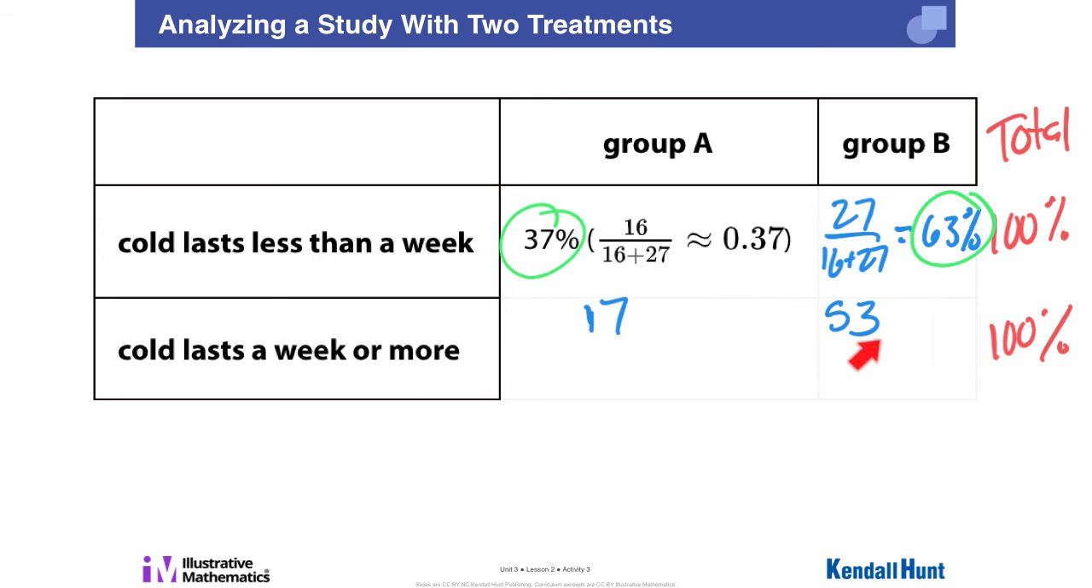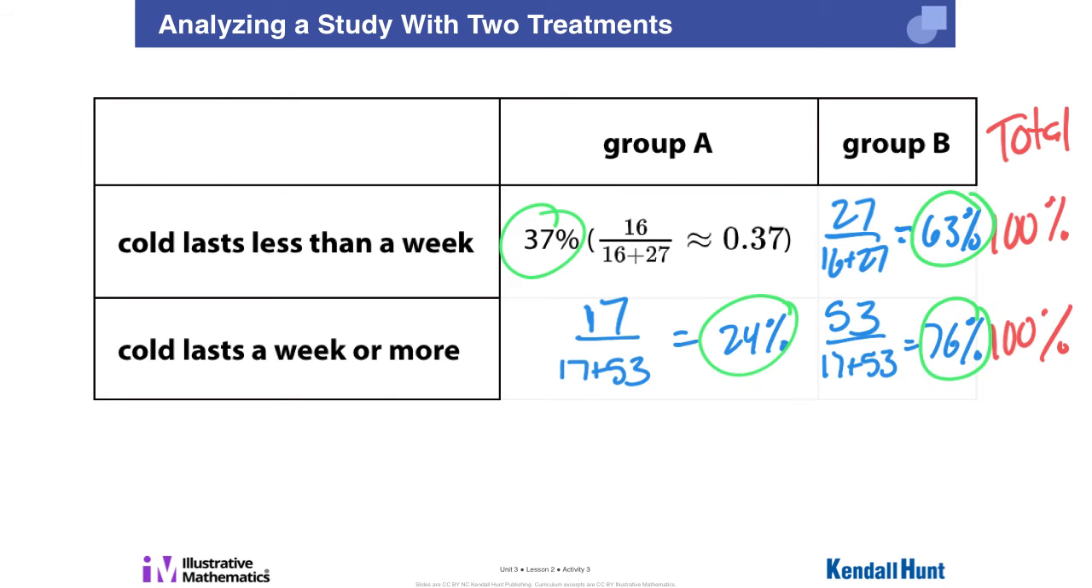So in the next row, I'm looking at, of the people whose cold lasts a week or more, how many of them are in Group A? So I'm going to take that 17, I'm going to divide it by the total of that row, 17 plus 53. In this box here, I end up with 24%, and in this one, I end up with 76%. Notice that those two things would add up to 100% because I want to look at this row as a total of 100%. What percentage of them were in Group A and what percentage of them were in Group B?